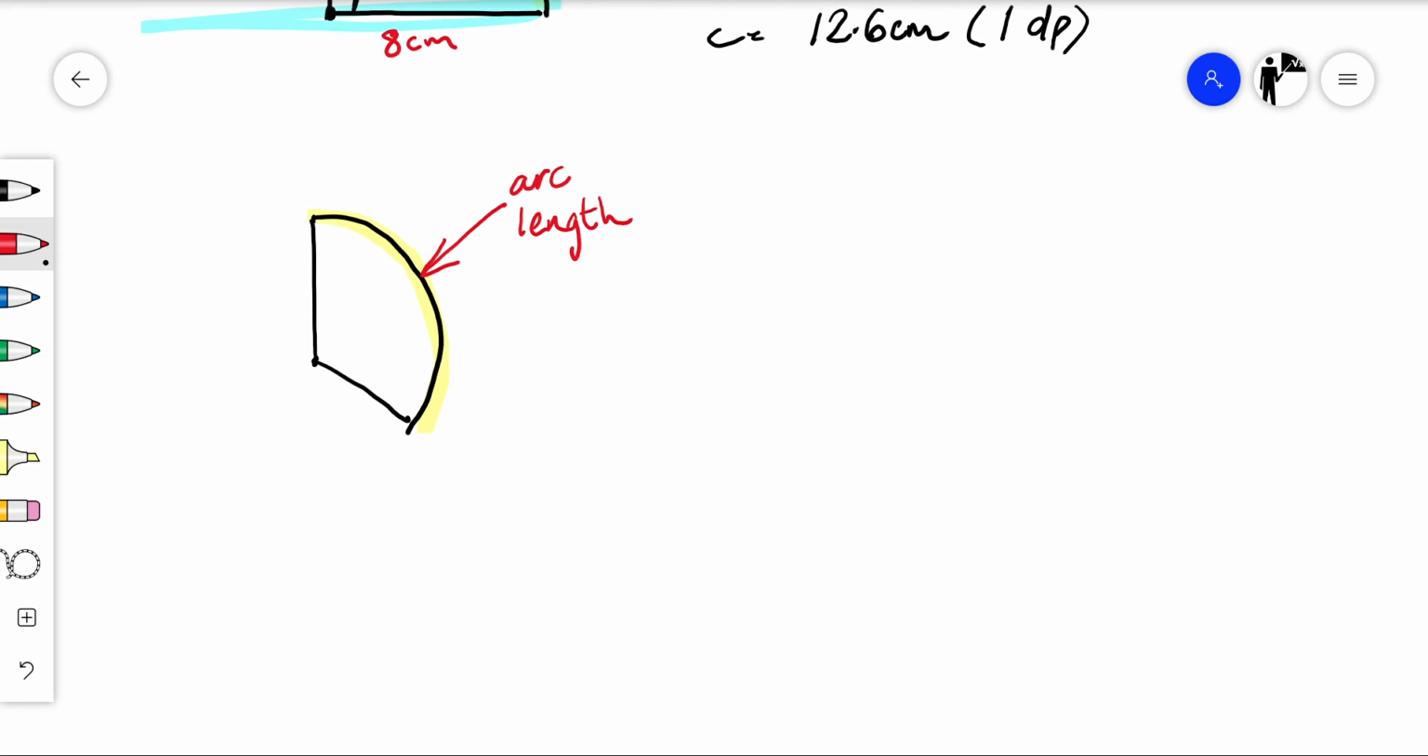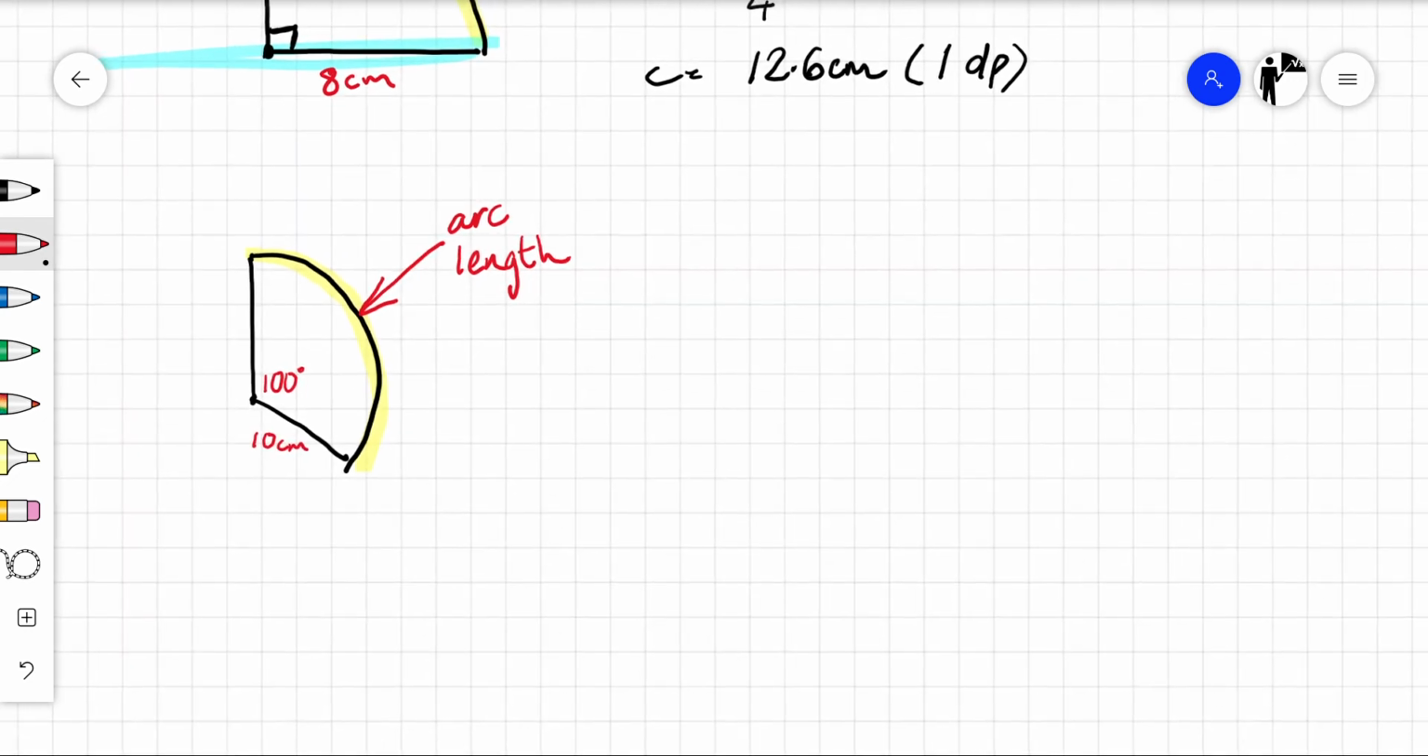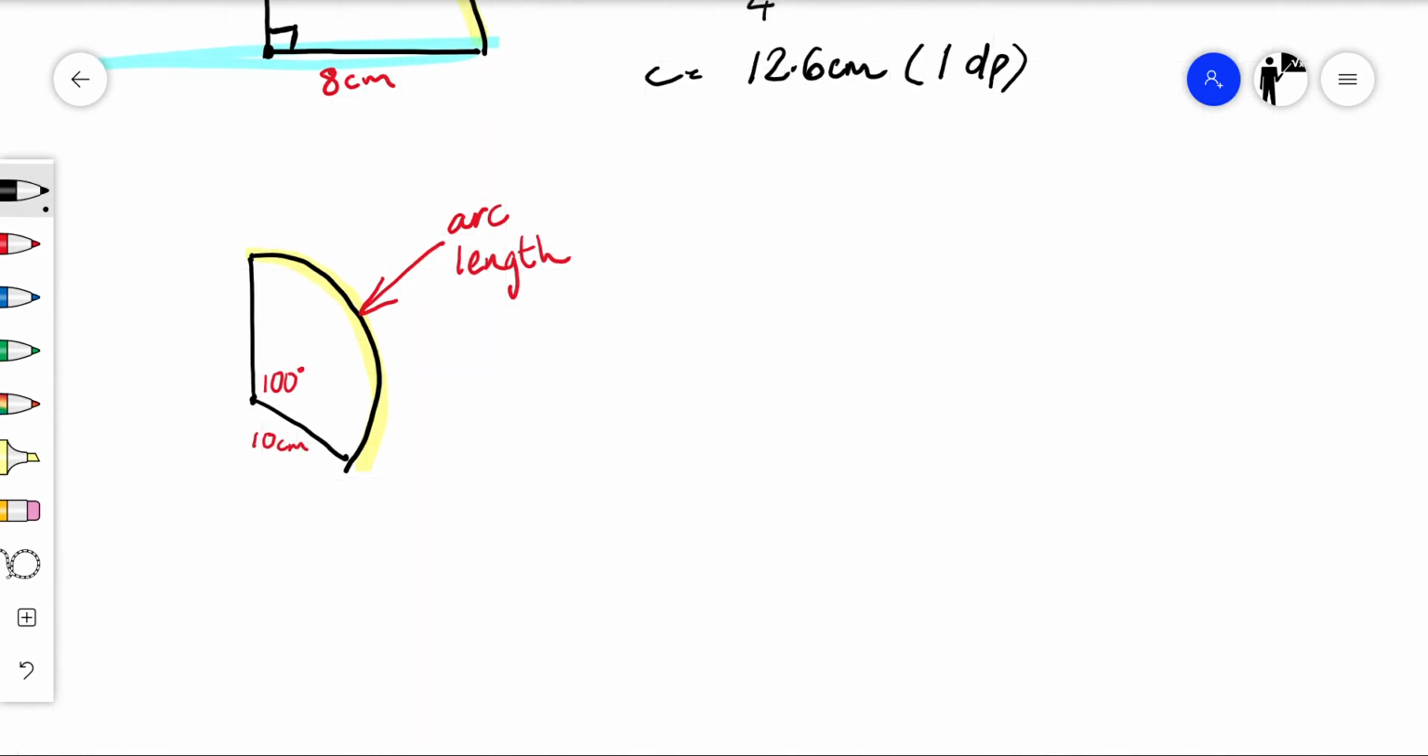Let's say this is 100 degrees. And let's say that our radius is 10 centimetres. So remember before, if we wanted to work out the circumference, we would do pi times diameter. But if it's not a full circle, we would need to have a fraction that would go in here that would multiply it to give us the correct arc length.